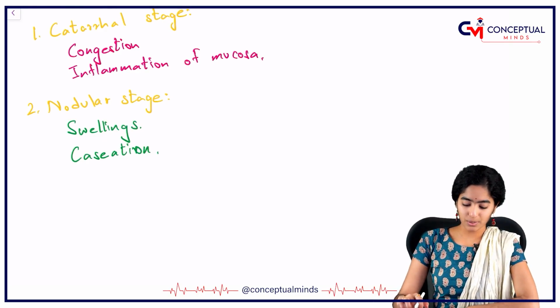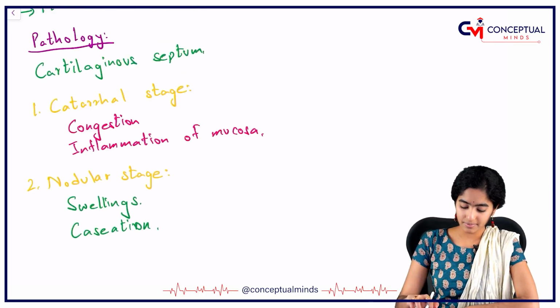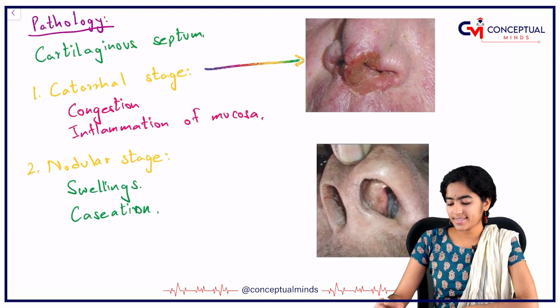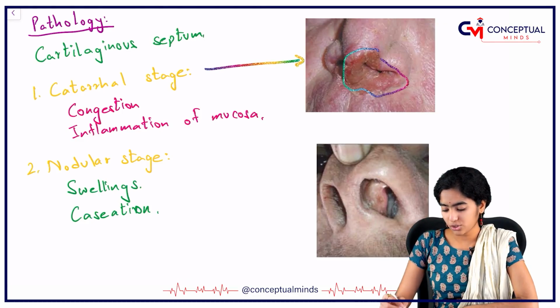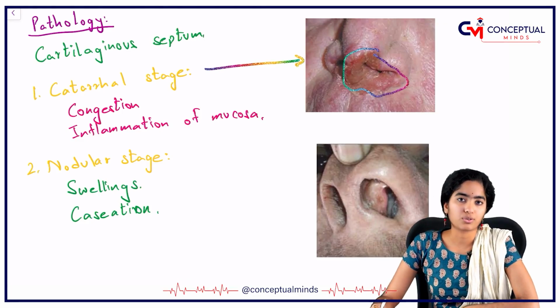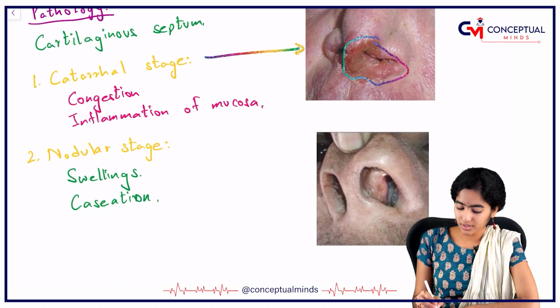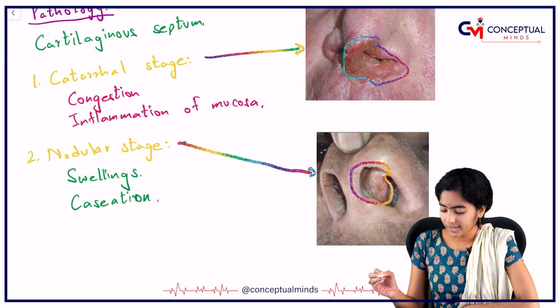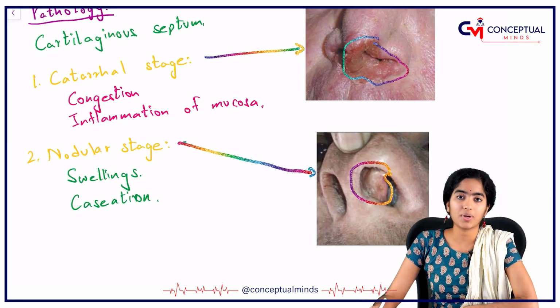Next, coming to the third stage. Now before that, please look at pictures of these 2 stages. This is the catarrhal stage, where you can see congestion and inflammation in the anterior part of the nose. And this is the nodular stage. Can you appreciate the nodule, the swelling?